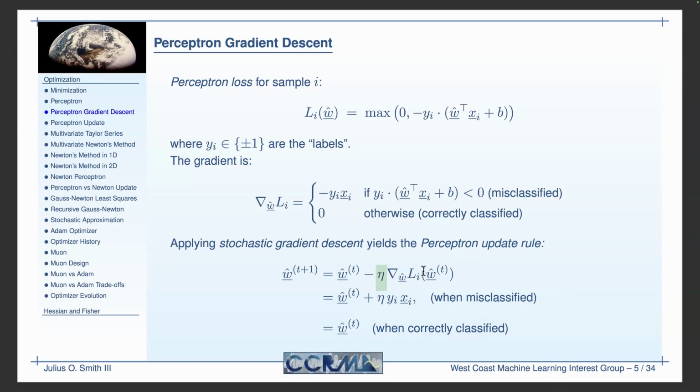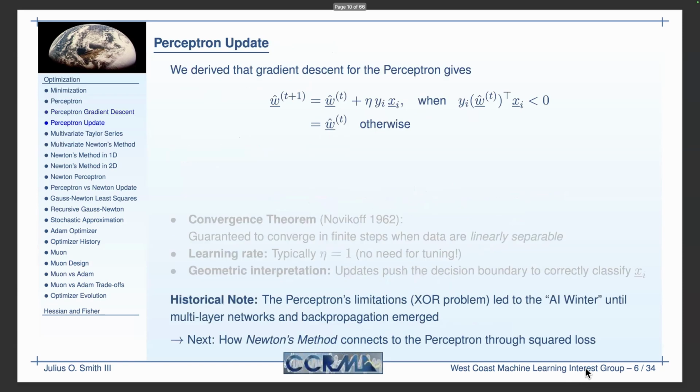Okay, so this is the gradient step. If it's misclassified, we take it, and because of the switching we have, when it's correctly classified you just leave it alone. So that's the switching action.